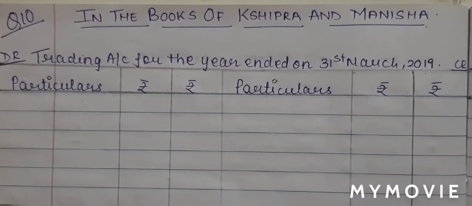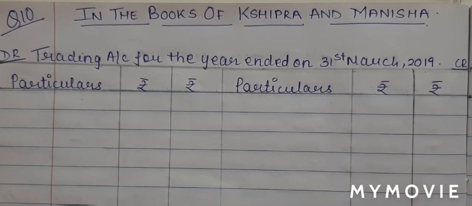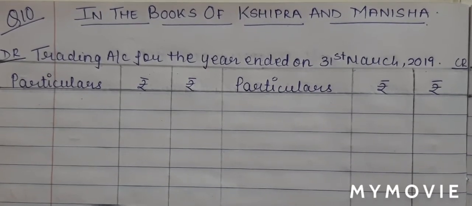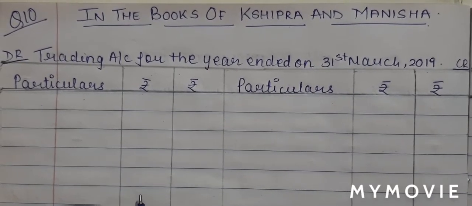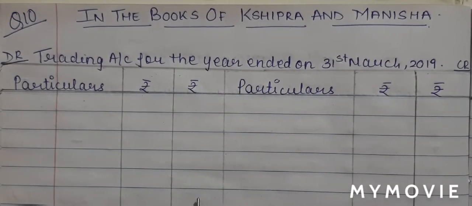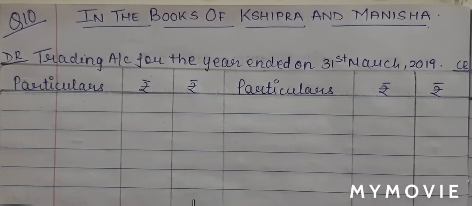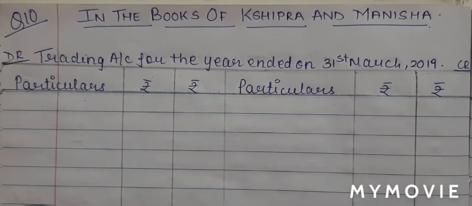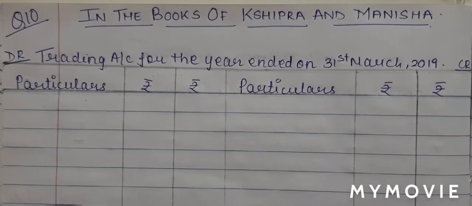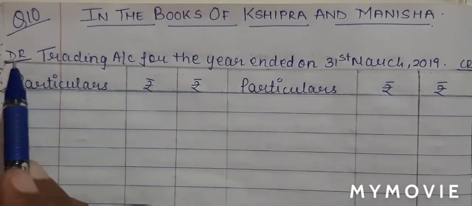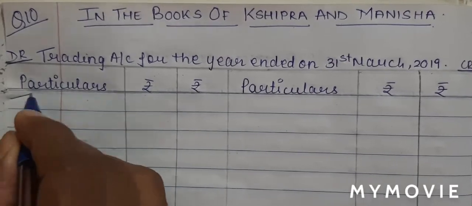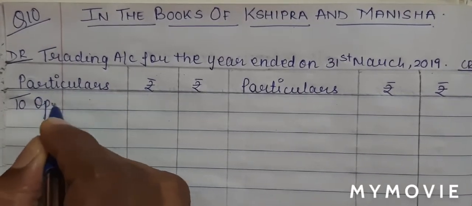We are now ready to begin with our step number 3, that is to empty the trial balance. We can write it in our inner column as well as outer column. But before we begin, there are certain basic things that we need to write. So let us begin writing. On trading account debit side, we will begin with To Opening Stock.